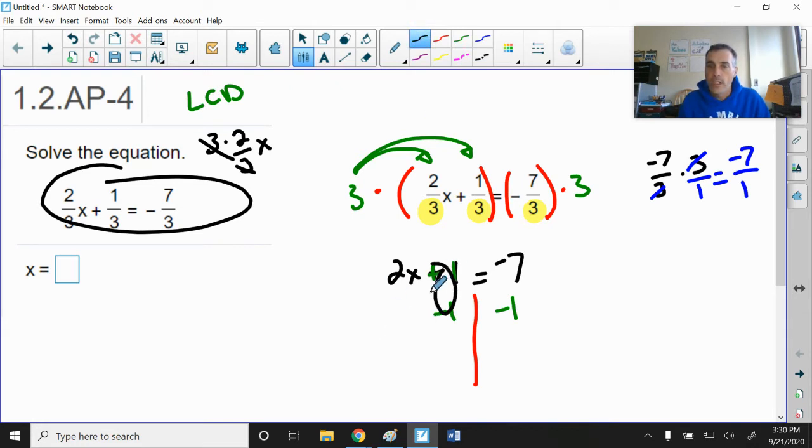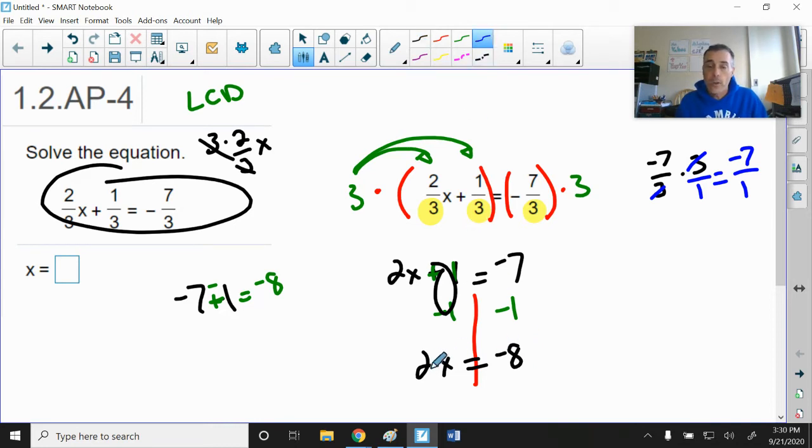1 minus 1 is 0, and 2x plus 0 is simply 2x. And then I have negative 7 minus 1. Now, however you want to think about that, or just type it into the calculator, is fine. But for me, subtraction signs can sometimes leave me a little foggy. So I change subtraction to add the opposite. And then I think negative 7 plus negative 1 is negative 8. Negative 7 minus 1 is also negative 8. However you best think about that is fine.